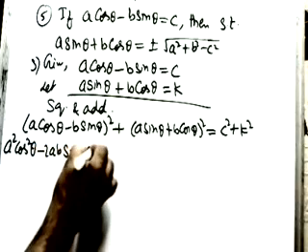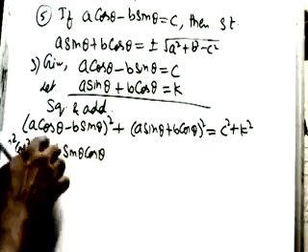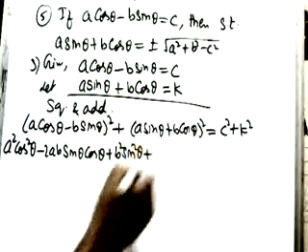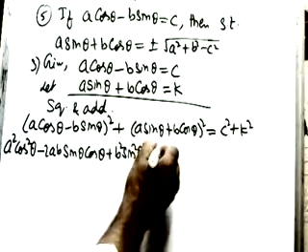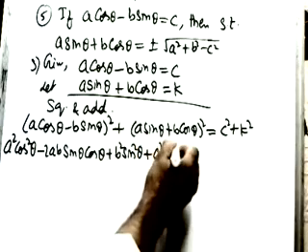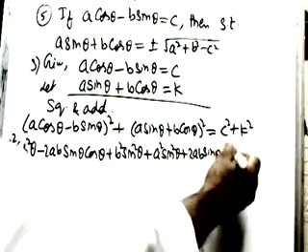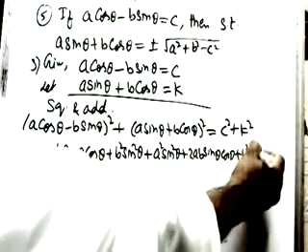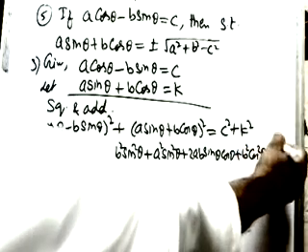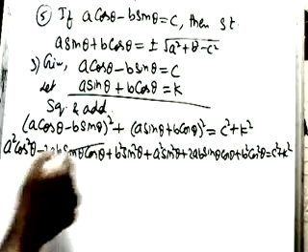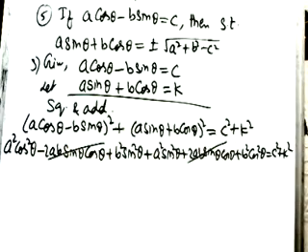minus 2ab sine theta cos theta. First you write 2ab, then sine theta cos theta, plus b square means b square sine square theta. Here also expand this one, a plus b whole square is a square means a square sine square theta plus 2ab sine theta cos theta plus b square means b square cos square theta equals to c square plus k square. Now let me cancel this one, plus 2ab sine theta cos theta minus 2ab sine theta cos theta get cancelled.